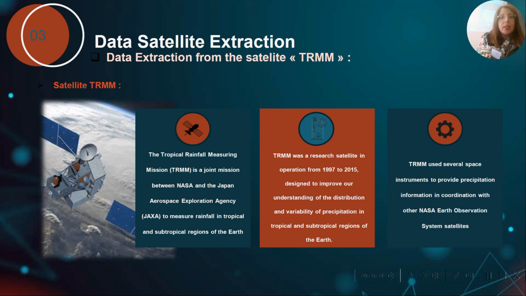So from the first satellite, TRMM, the Tropical Rainfall Measuring Mission, is a joint mission between NASA and the Japan Aerospace Exploration Agency to measure rainfall in tropical and subtropical regions of the Earth. The TRMM was a research satellite in operation from 1997 to 2016, designed to improve our understanding of the distribution and variability of precipitation in tropical and subtropical regions of the Earth.